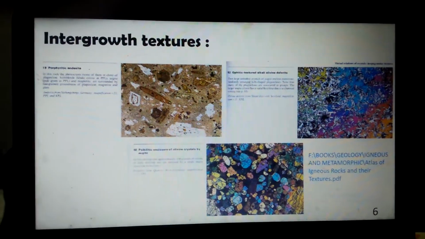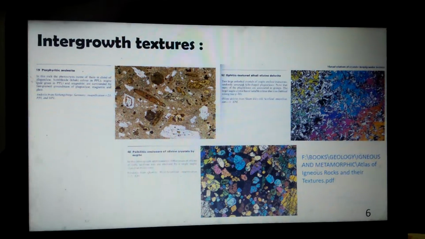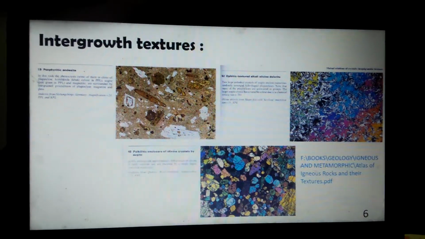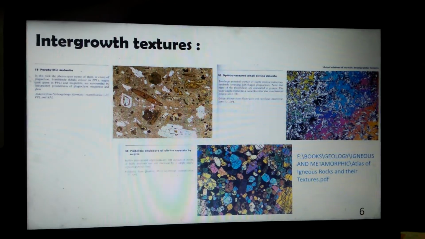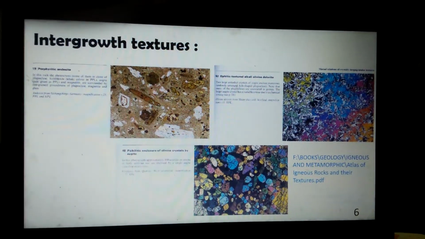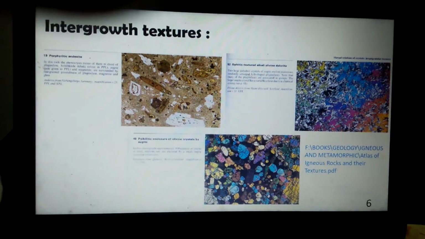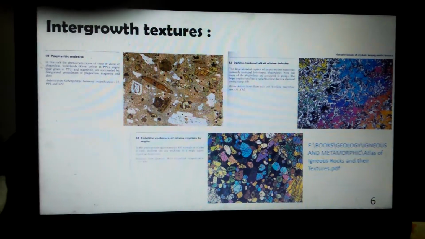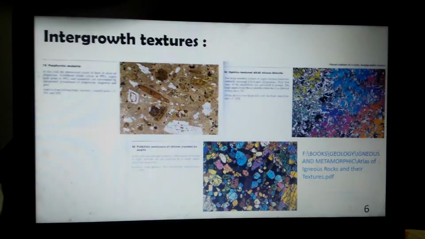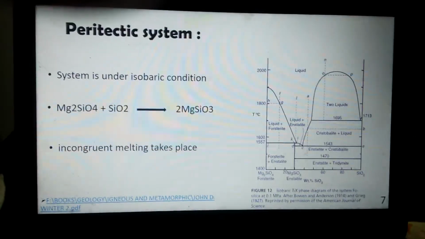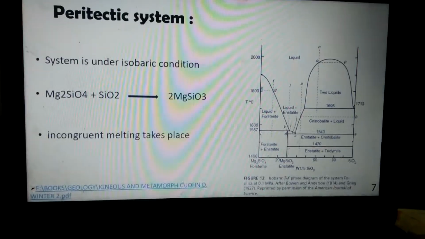Before that, these are the few intergrowth textures that have been given. The first one is the porphyritic texture, and the second is the ophitic texture. The third is the poikilitic texture, as seen in the thin sections of rock samples. Therefore, now let's study the peritectic system.